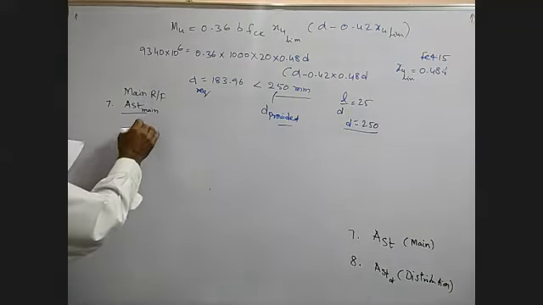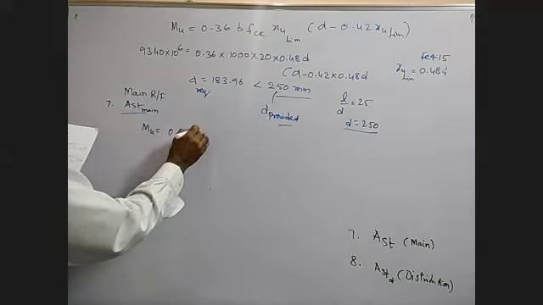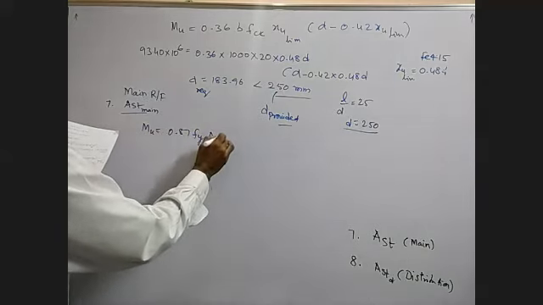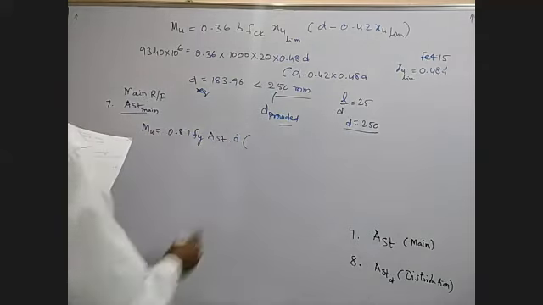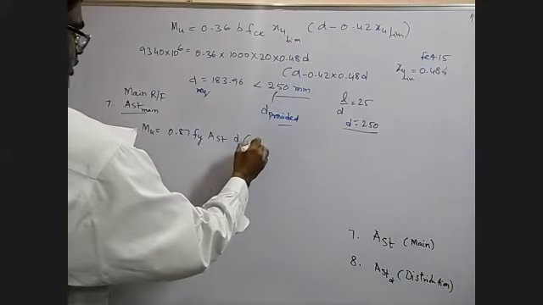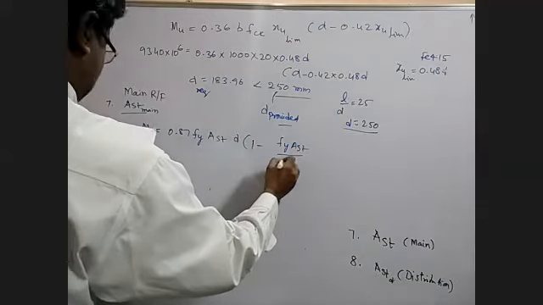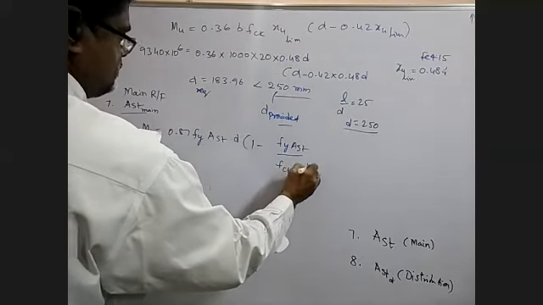The formula for this is Mu = 0.87 × Fy × AST × D × (D − 0.42 x). You can write it like that, or otherwise write what is given in the code book: Fy × AST / (FCK × BD). Now substitute all the values.